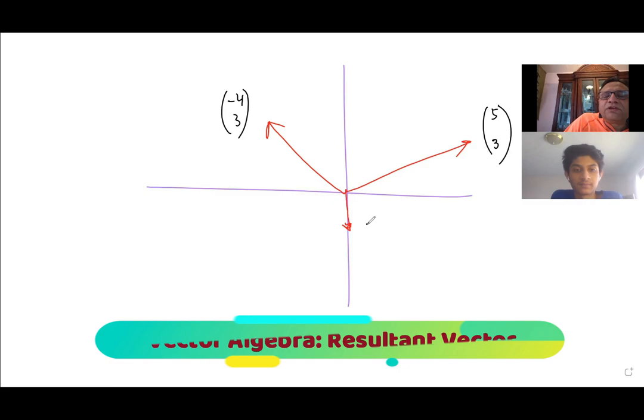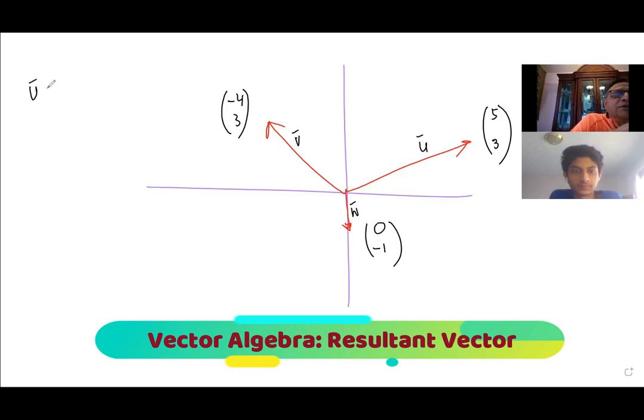And this vector, we know the x value didn't really change. So the x value is 0. And the y value is, let us say, minus 1. Correct. So we have these 3 vectors, u, v, and w. Now tell me, what is the sum of these vectors, u plus v plus w? How will you do that?